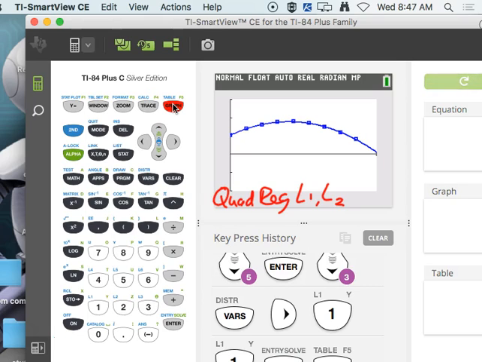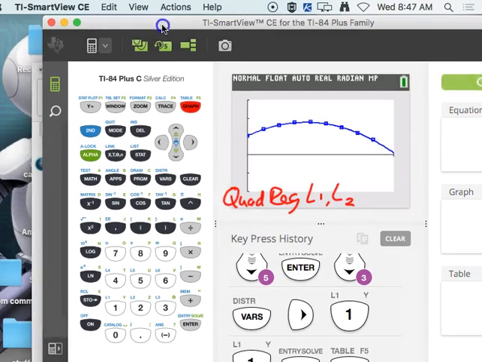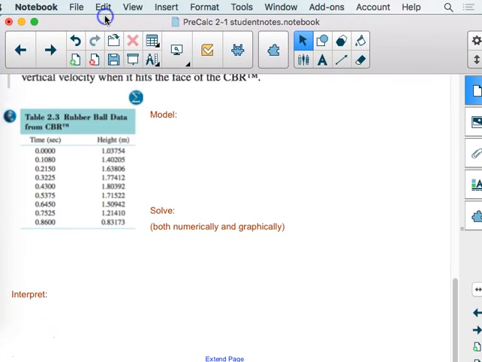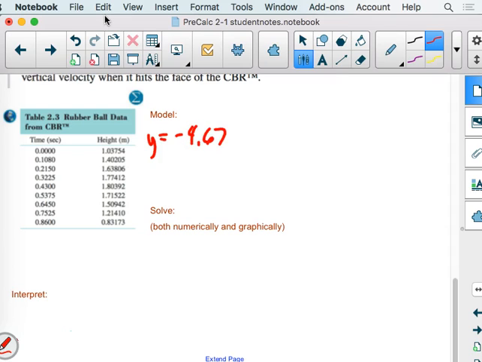So what we have to do is take that model and use it to answer their questions. Let's go back to what they wanted us to do and write down our model. Our model, to 3 decimal places, is y equals negative 4.676x squared plus 3.758x plus 1.045.